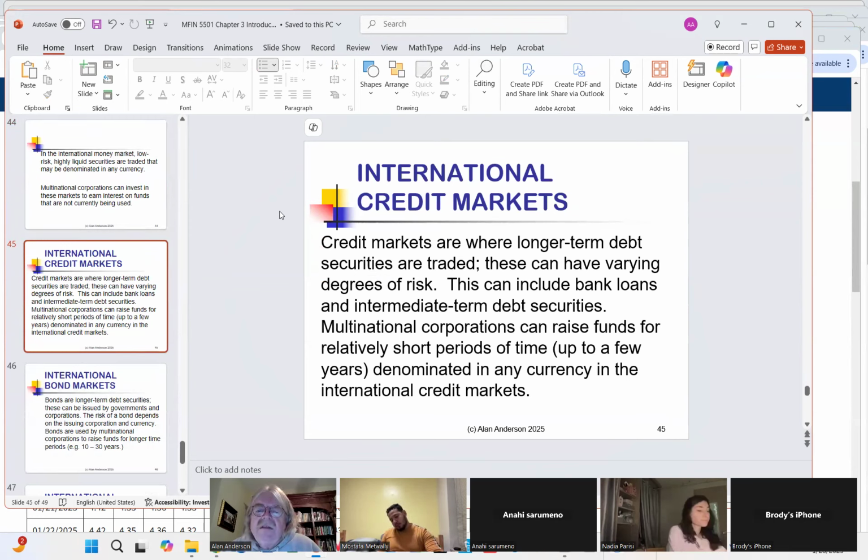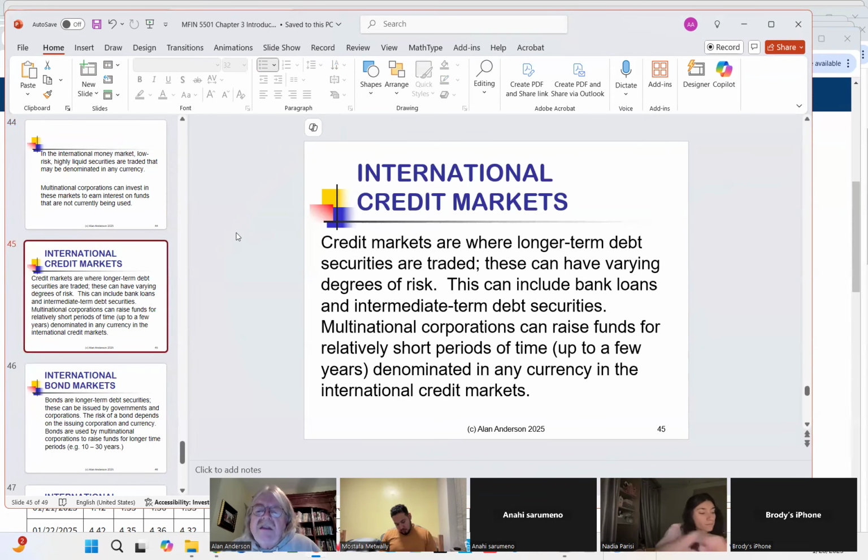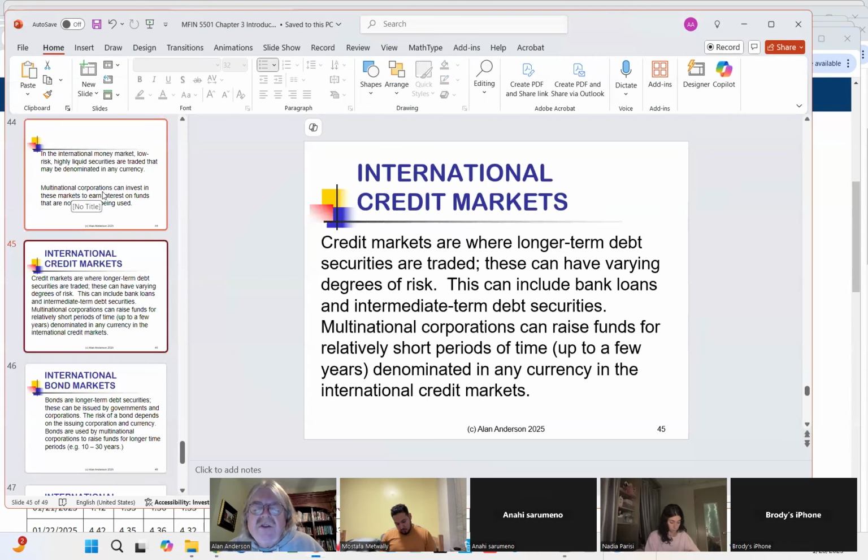Now, credit markets are comparable to money markets, except that the maturities are longer. So this is where you might find, for example, 2-year, 5-year, 10-year treasuries instead of the treasury bills that are at the short end of this yield curve. Okay. They could be issued by governments, by corporations. But the key here is that the time frame is longer than in the money markets.